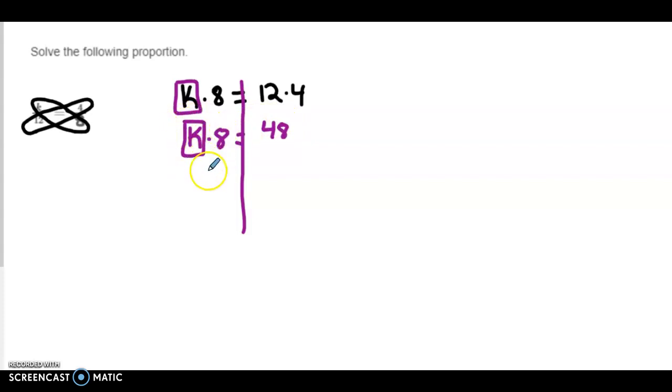Now remember, when you solve an equation, you're trying to get that letter by itself. So I need to get rid of times 8. So I ask myself, okay, what's the opposite of multiplying by 8? And the opposite is dividing. So whatever I do to one side, I have to do to the other. Those will cancel. 8 divided by 8 cancels, leaving me with just k. And then 48 divided by 8 is 6. Now remember, you can put that in your calculator. So there's our answer. We solved the proportion and k equals 6.